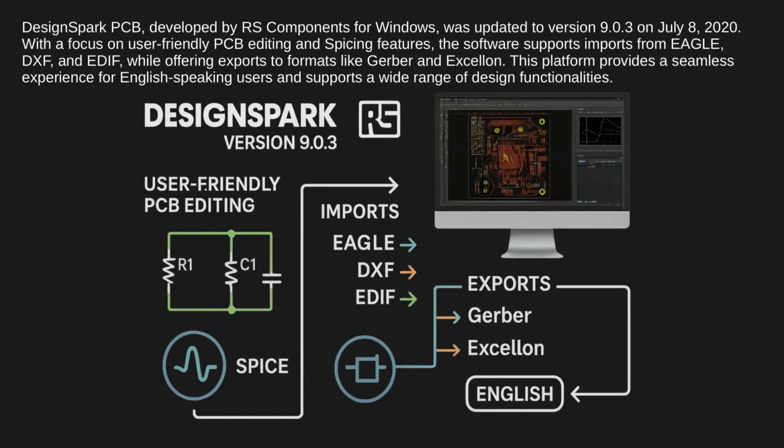DesignSpark PCB, developed by RS Components for Windows, was updated to version 9.0.3 on July 8, 2020. With a focus on user-friendly PCB editing and SPICE features, the software supports imports from Eagle, DXF, and EDIF, while offering exports to formats like Gerber and Excellon. This platform provides a seamless experience for English-speaking users and supports a wide range of design functionalities.